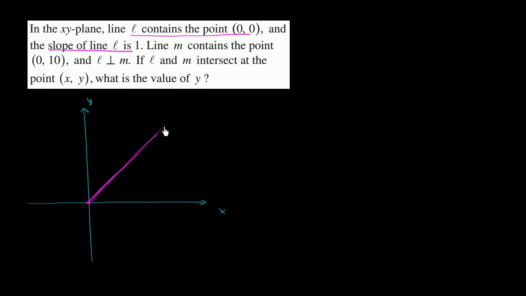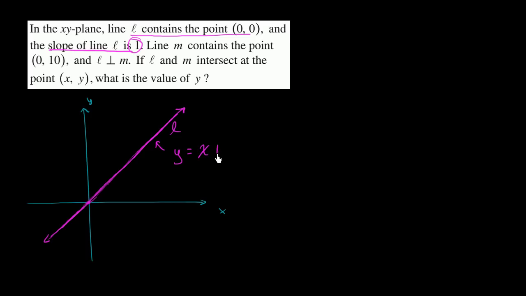So it's going to look something like this. So that right over there is line L. And it might jump out at you what the equation of line L is. We have y is equal to the slope times x. The slope is 1. So it's going to be 1 times x, or just x, plus the y-intercept.